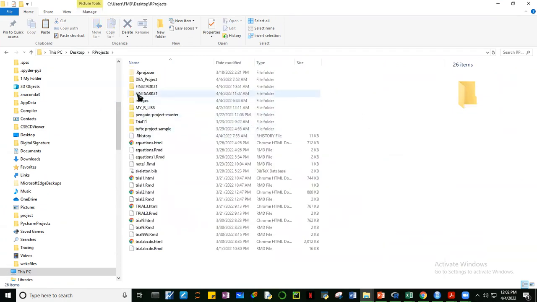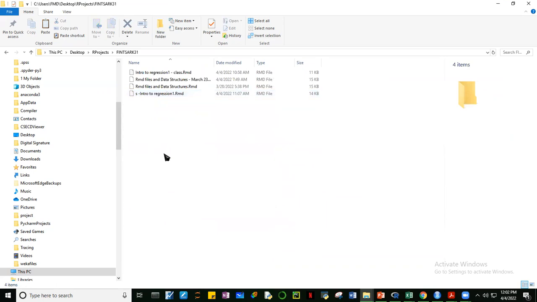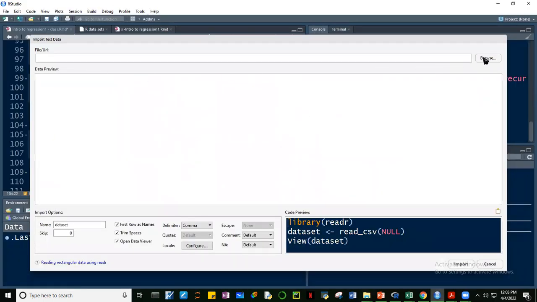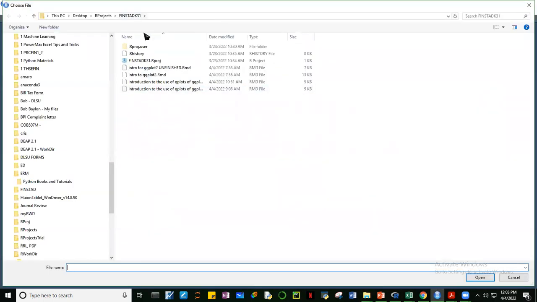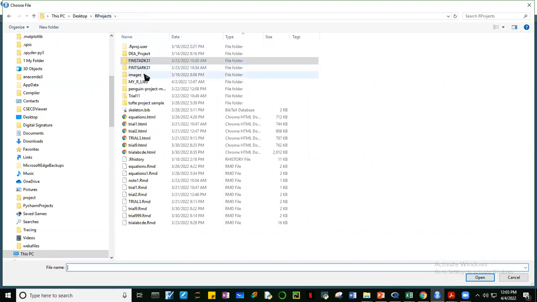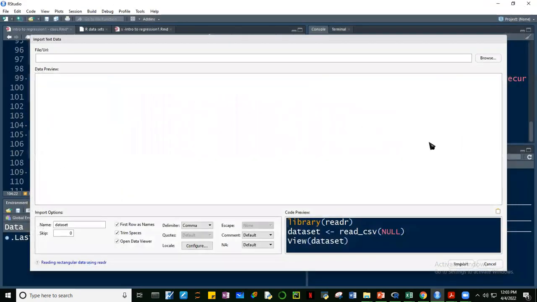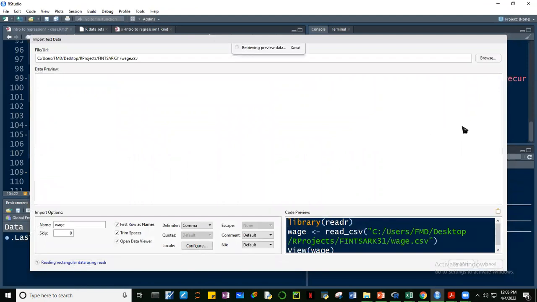Projects, and then in the function. Okay, so it's already here. Let me go back to R. It's in the project. Our projects, FINTSAR. Okay, wage. Open. There.